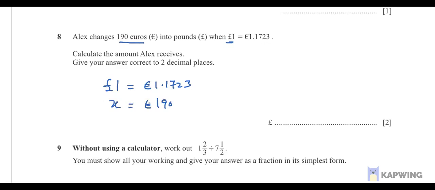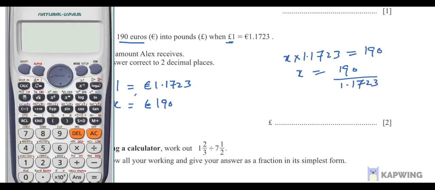So cross multiply. We will cross multiply because the currency conversion is always directly proportional. With increase of one, the other value is going to increase. So cross multiply, it will be x multiply 1.1723 equals 190. So what x will be? 190 divided by 1.1723. Calculate it. 190 divided by 1.1723.